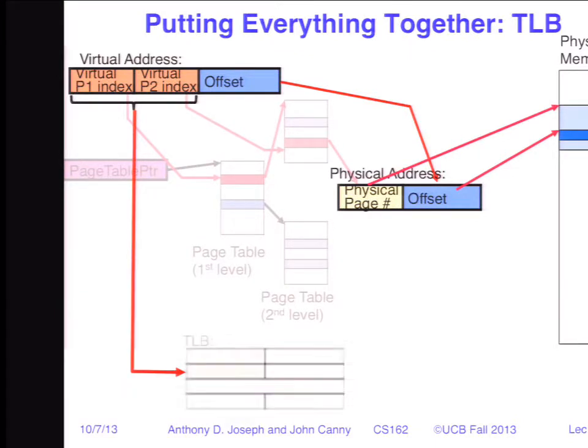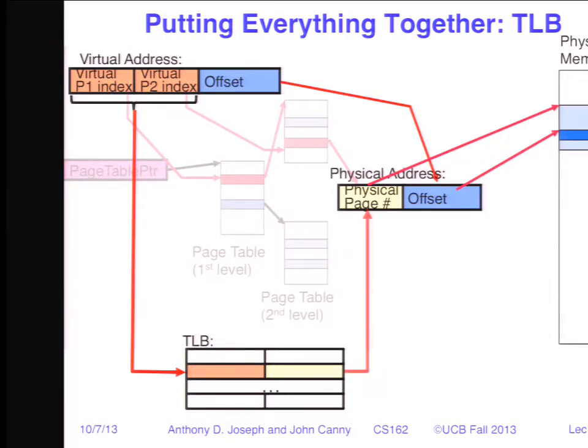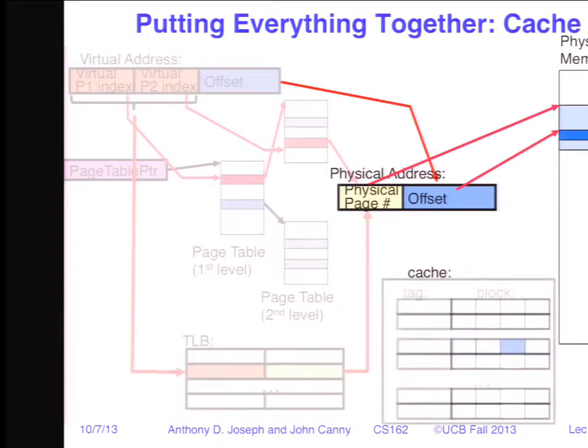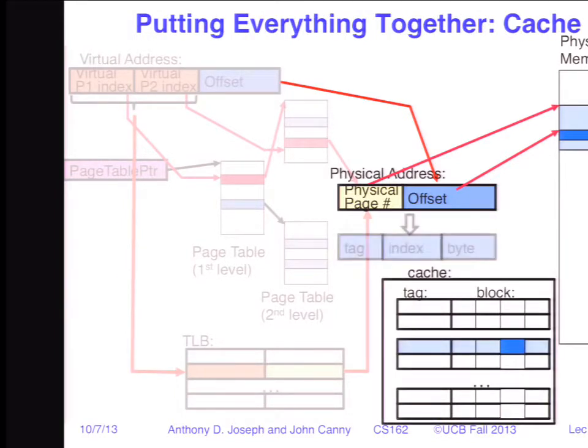With the TLB, now we're going to do our lookup in the TLB, and the TLB will return our physical page number. We can add a cache to this. And now we're going to take our physical address and break it up into a byte offset, an index, and a tag. We use the index to select a particular line. We use our tag to check whether we match. We use our byte select to select the actual byte that we want. That's it all on one slide.